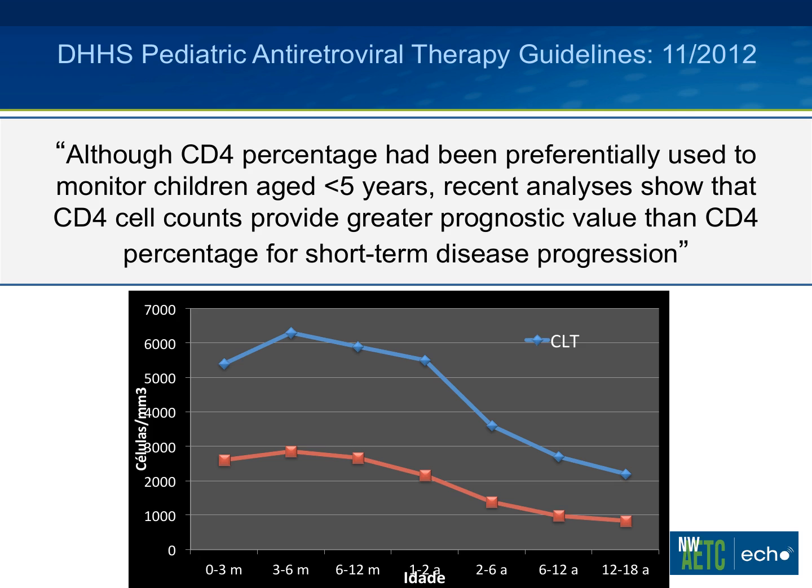I want to pivot now a little bit to a question which has kind of been perplexing to a lot of people, to do with CD4 count, and it has to do with whether you use percentage or the absolute number when you're dealing with children. And this is a direct quote from the guidelines in November 2012. It says, although CD4 percentage had been preferentially used to monitor children aged less than 5 years, recent analyses show that CD4 cell counts provide greater prognostic value than CD4 percentage for short-term disease progression.